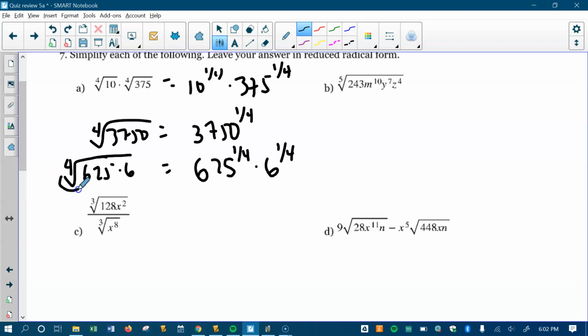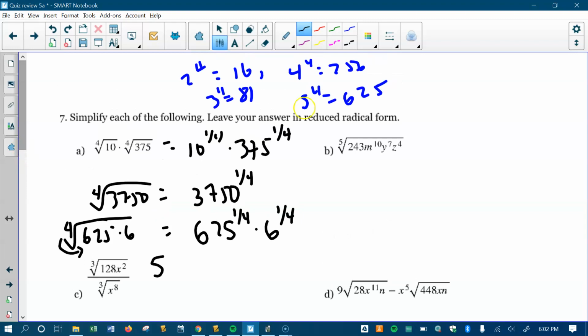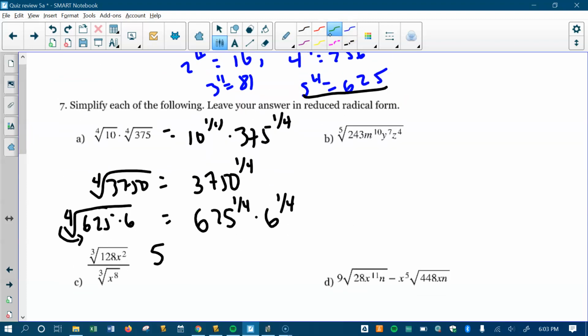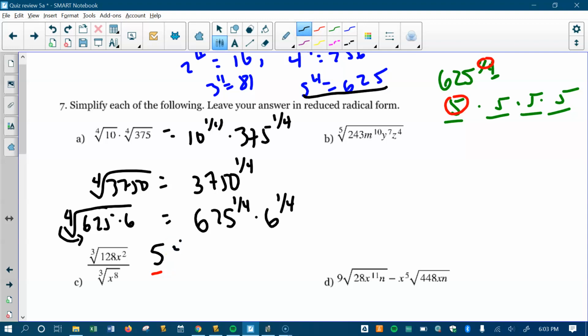We found that the 4th root of 625 is 5. The reason I know that is because 5 to the 4th is 625. So the 4th root of 625 is 5. If you weren't sure of that, in my class I needed 4 numbers that multiplied together to get 625, and all I needed was just one of them. However you think of that is totally fine, but we got 5 on the outside, and the 4th root of 6 stays, and that's how you get your answer.